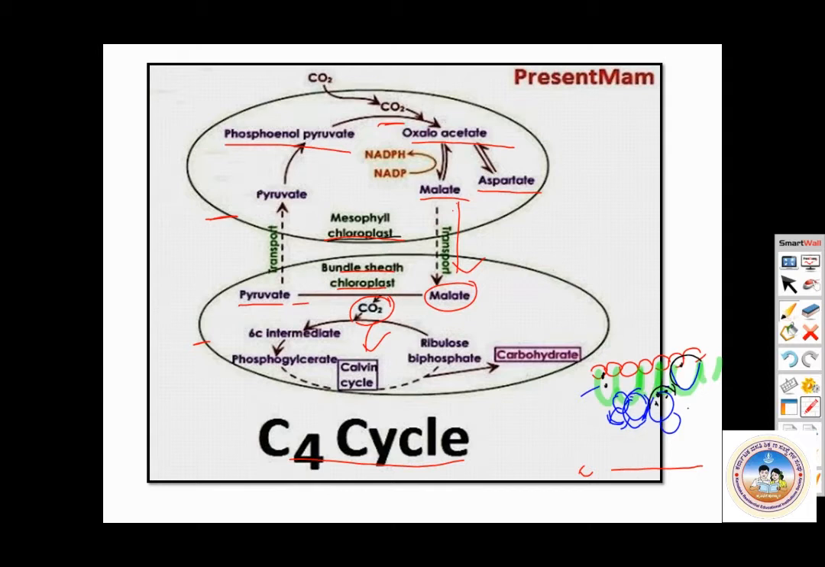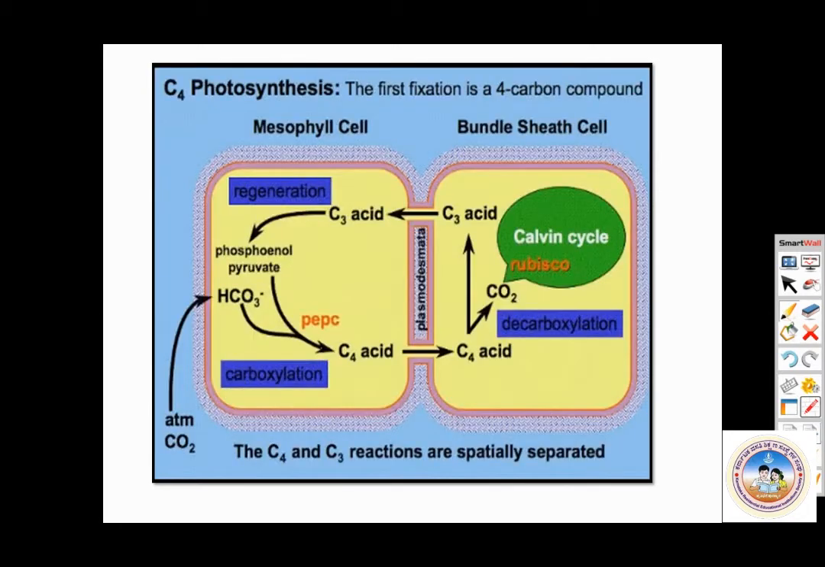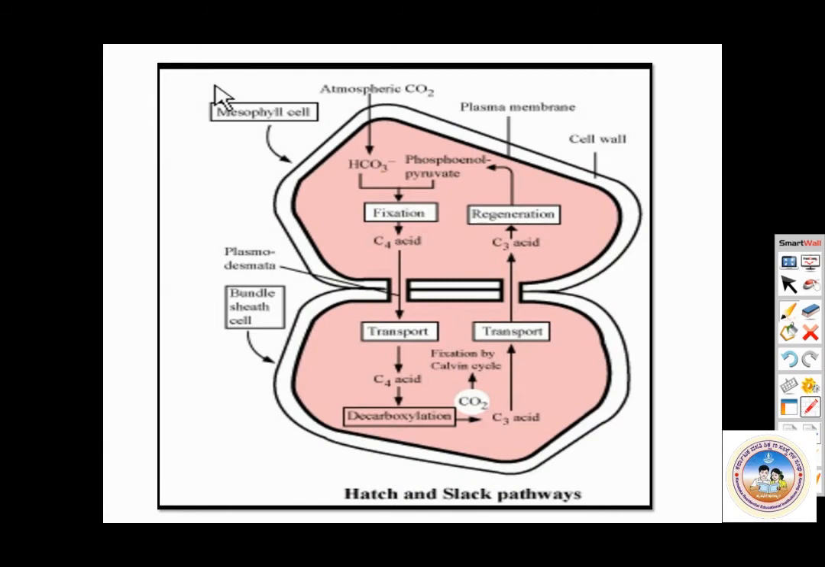Now the pyruvate which is formed will be transported back to your mesophyll cell. Your pyruvate will get converted into phosphoenol pyruvate. Phosphoenol pyruvate accepts carbon dioxide and becomes oxaloacetate. Your oxaloacetate will get converted into malate and aspartate. One of them will be transported back to the bundle sheath. Malate will get converted into pyruvate. Pyruvate will be transported back to the mesophyll chloroplast, where it will get converted into phosphoenol pyruvate. All these steps are the same, okay?